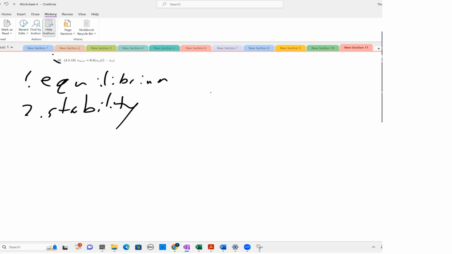To calculate equilibrium points, we take this expression and replace everything with x. Everything with xn, or xn plus 1, or xn minus 1. All our xn terms are going to be replaced with x bar or x hat. So we have x bar equals 4/5 x bar times 1 minus x bar. Then we're going to solve for x bar. And to do this, we bring everything to one side and factor.